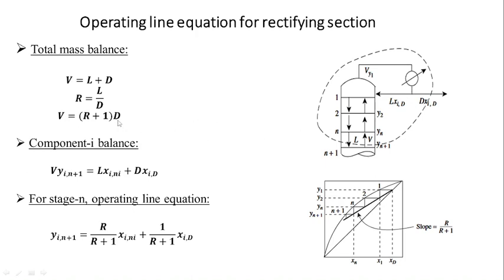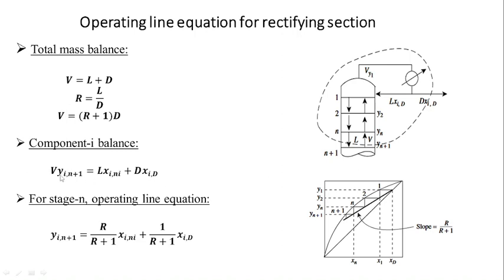Also, the reflux ratio R is given by the ratio of liquid that is drawn back to the column and distillate that is collected as product. So R is given as L by D. On substituting this R in the equation V equal to L plus D, we obtain V equal to R plus 1 into D. Performing a component i balance in the rectifying section, we get V into yi n plus 1 equal to L into xi n plus D into xiD.